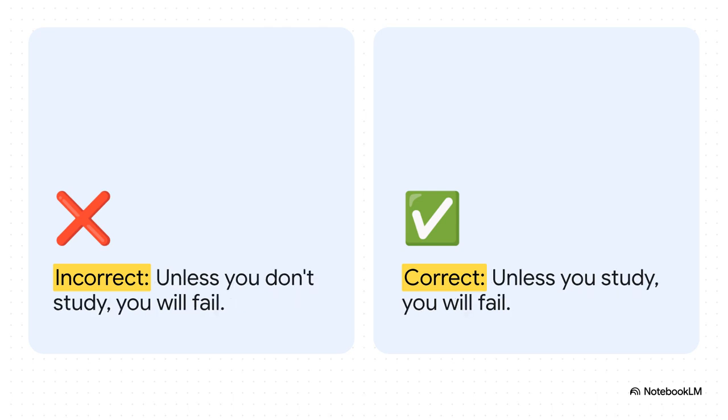Now, you've really got to keep your eyes peeled for the double negative failure. Unless you don't study, you will fail. Look, the word unless essentially translates to if not. So by adding the word don't, you're creating a highly confusing double negative. You want to keep your architecture clean, right? So it should just be unless you study, you will fail.